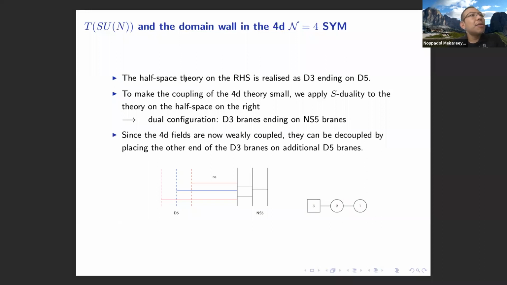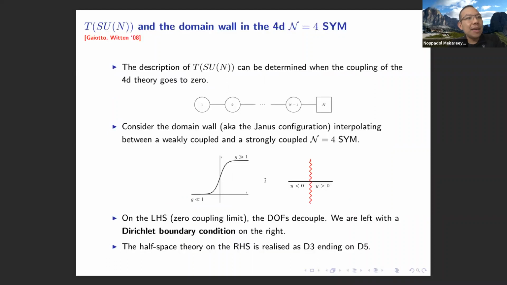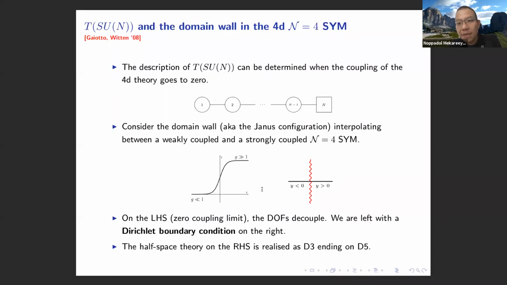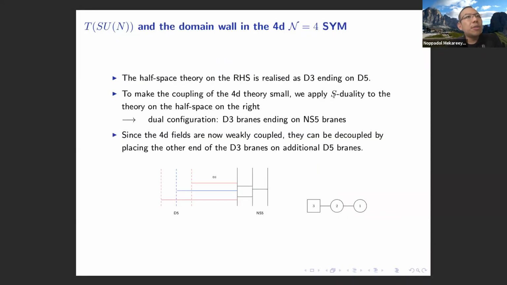Okay, now, this is the same sentence from the last slide: the right-hand side here is D3 ending on D5. However, on the right-hand side, as you observe, this is a strong coupling regime. You cannot do much in a direct description. So the trick is to do S-duality. So apply S-duality to the theory on the half space on the right. So the dual description becomes D3 brane ending on an NS5 brane. So you change D5 to NS5 upon S-duality.